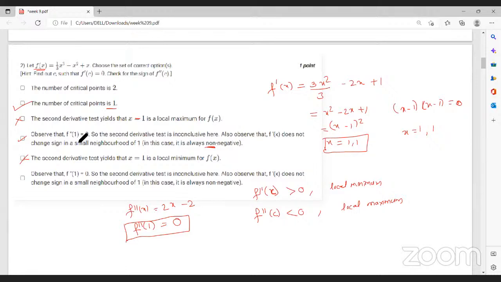Observe that f of 1 is equal to 0. So we have observed that f double dash of 1 equals 0. So the second derivative test is inconclusive here. We cannot tell whether it is having a maximum or minimum at that point, right? Correct, sir. Also observe that f dash of x does not change sign in a small neighborhood of 1. So in this case, it is always a non-negative number. Okay.